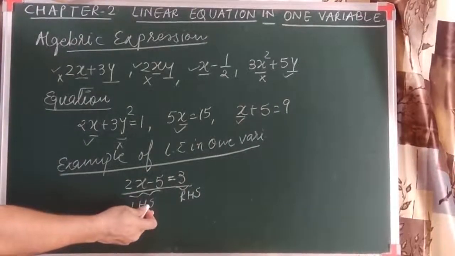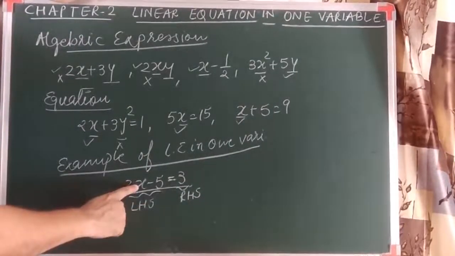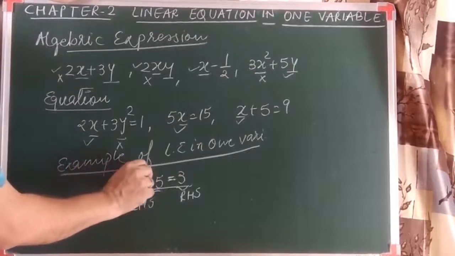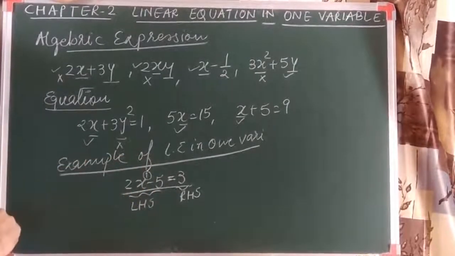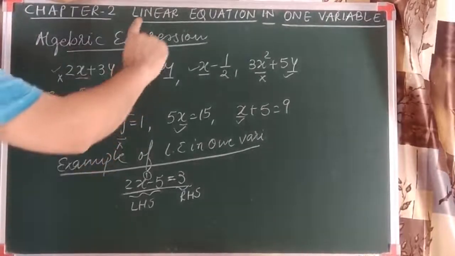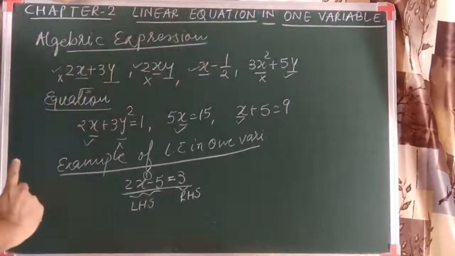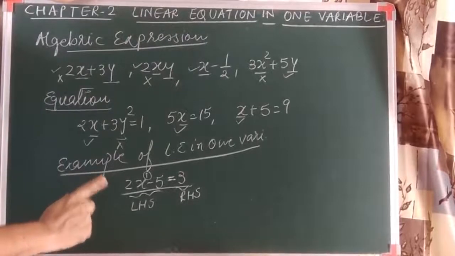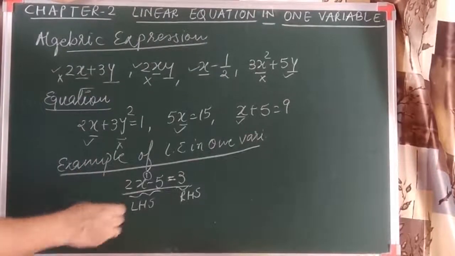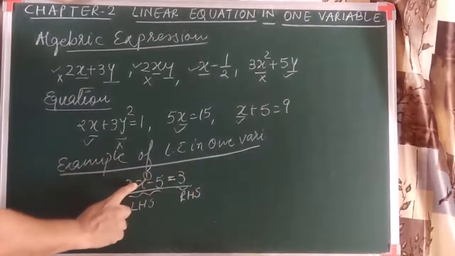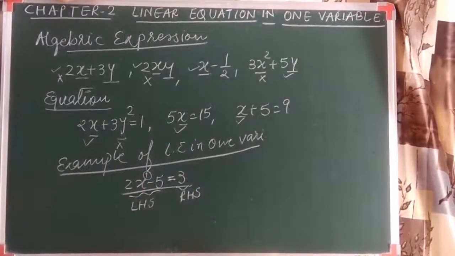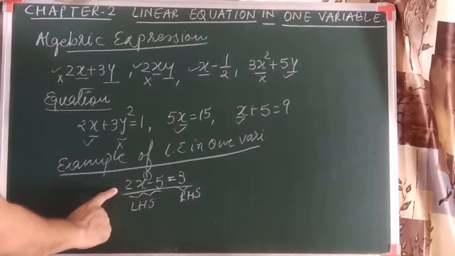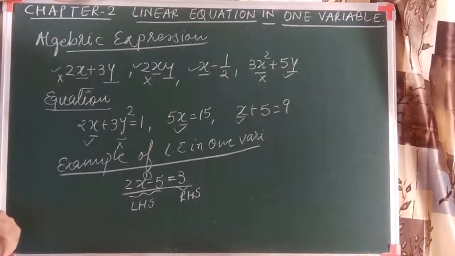Why is it a linear equation in one variable? Because it has only one variable and the power of the variable is 1. As there is no written power, we know that no power is considered as power 1. Again, let us recall why it is called a linear equation in one variable: it has two sides, it has only one variable, and that variable has power 1. So this type of equation is called a linear equation in one variable.